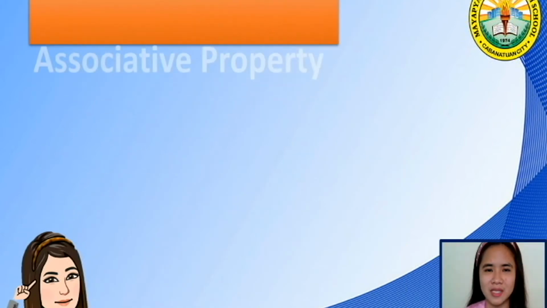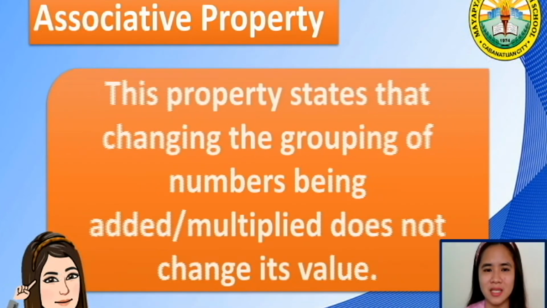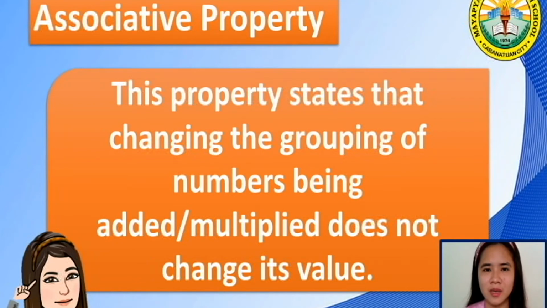The next property is the associative property. The associative property states that changing the grouping of numbers being added or multiplied does not change its value. The word associative comes from the word associate, which means to group. Therefore, the associative property is sometimes referred to as the grouping property. It uses parentheses to show which numbers are grouped together.